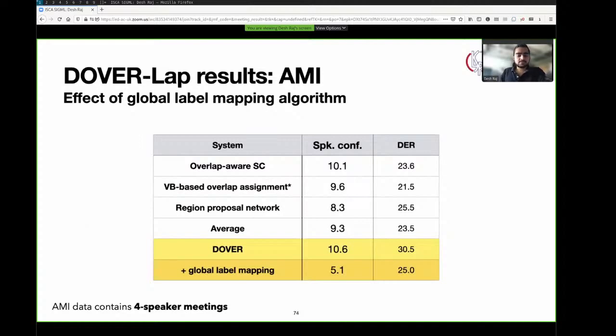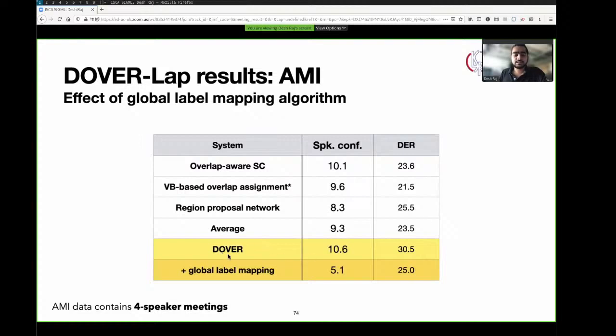Some results on the AMI dataset again. As you can see here, when you have overlap-aware diarization system output, in this case we have the overlap-aware spectral clustering, a VB-based overlap assignment, and region proposal network, which give about the DER you can see here. DOVER doesn't really do very well because, again, it is not overlap aware. It cannot handle overlapping segments, while all these are overlap-aware systems. So it does poorly, and it does worse than all of these individual hypotheses.